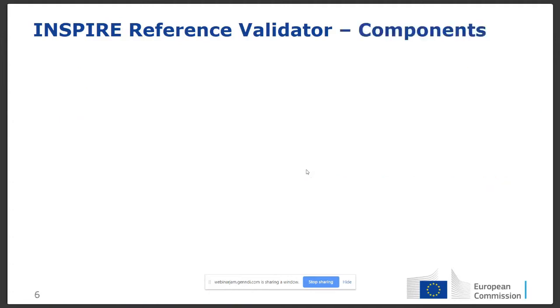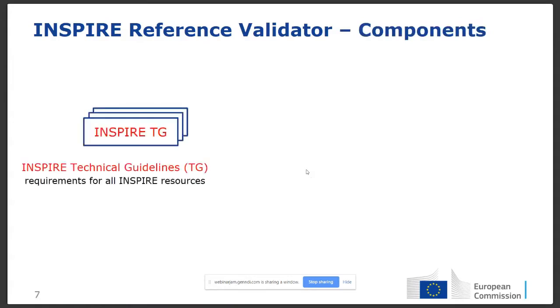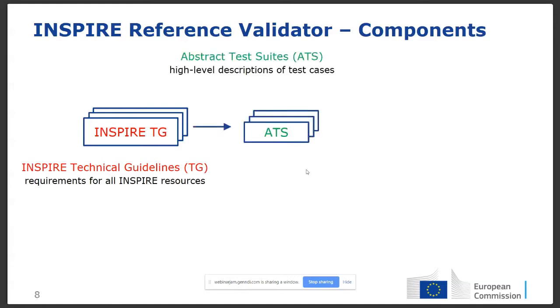So the validator is actually not a single software, but it's based on a number of components. The starting point is still represented by the INSPIRE technical guidelines, which, as I said, define requirements for all the resources, so metadata, datasets, and services. These technical guidelines in the first step are translated into abstract test suites, or ATS, which are the abstract or the high-level descriptions of test cases.